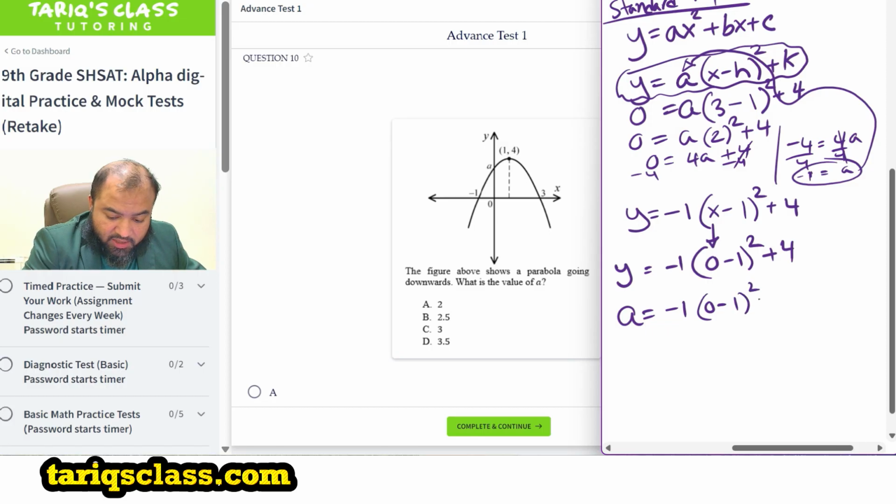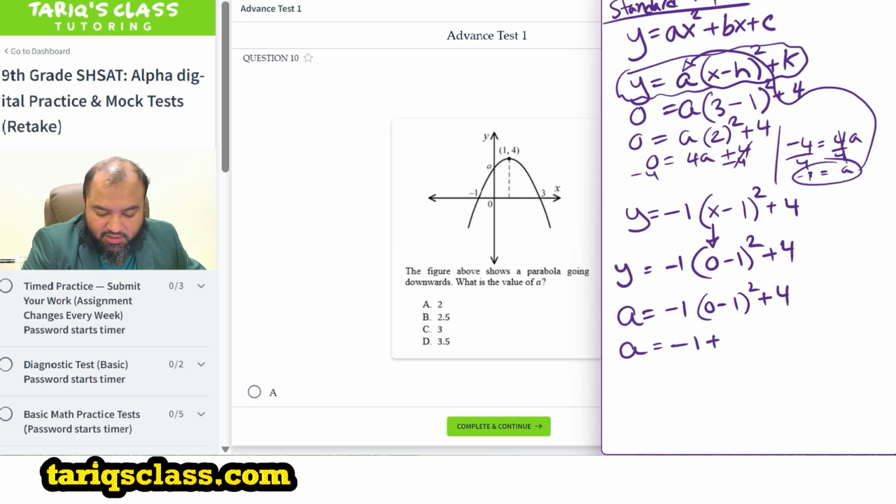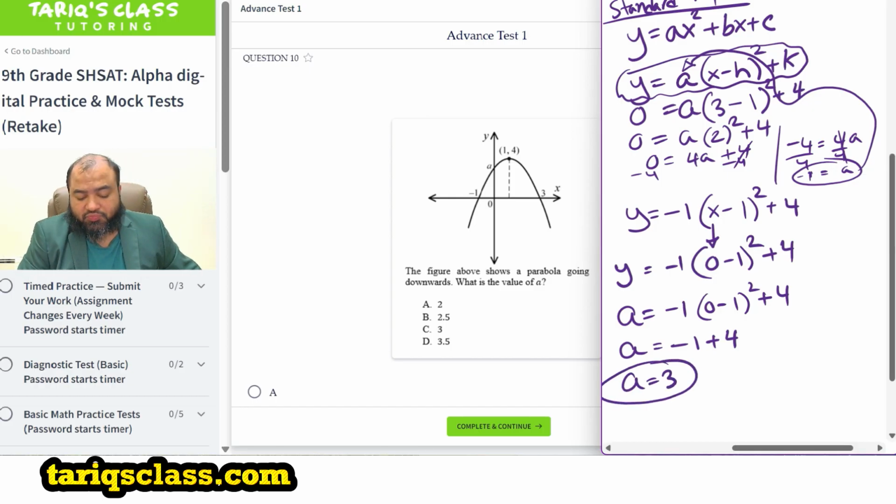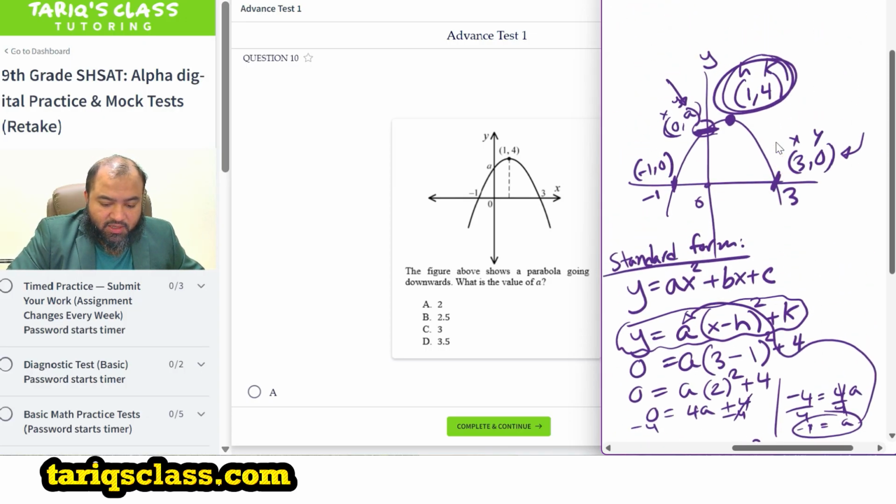So, okay, now let's just solve it. So a is equal to the 0 minus 1, negative 1 squared is just positive 1. Positive 1 times negative 1 is again negative 1, plus 4. So a is equal to 3. That's the answer. Okay, let's look at the steps before we move on.